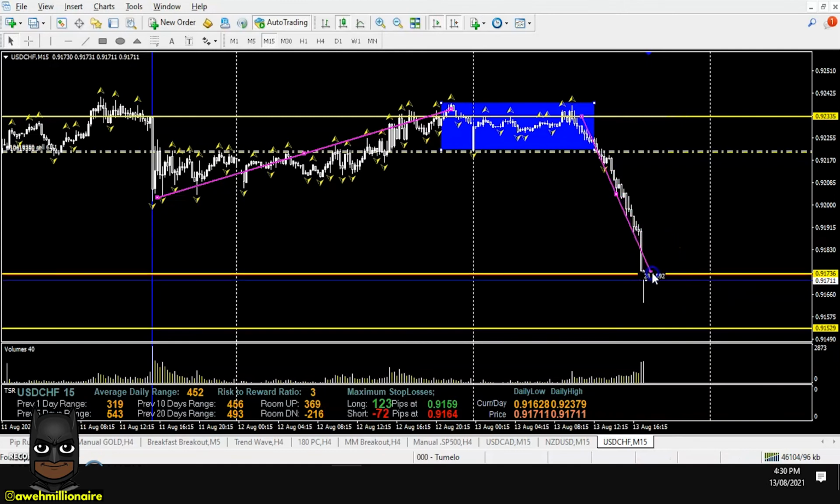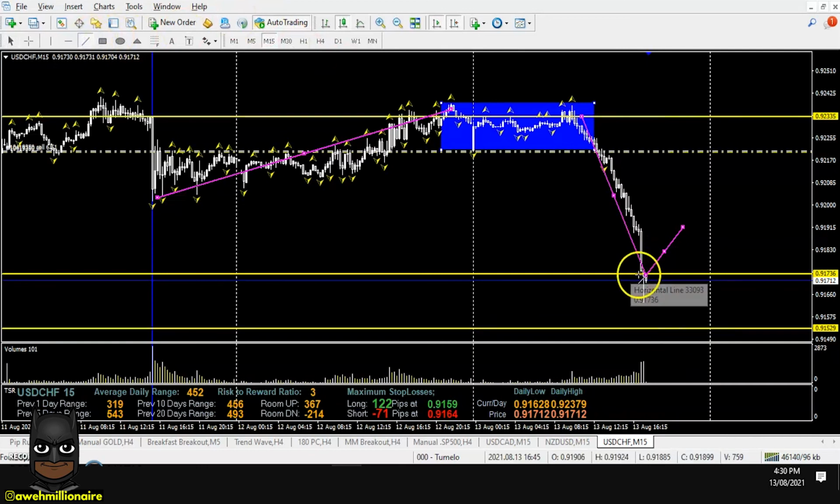So we've got price now testing the demand level. So what we want to look for here for future setups is, if price continues to consolidate at this level or pause at this level, then we can start looking for potential buying opportunities here, since price is now at a demand level and now the amateurs are induced to sell. So you can see here, when you're a smart trader, you get in on the move before it happens, not like the amateur traders that get in on the move after it happens.